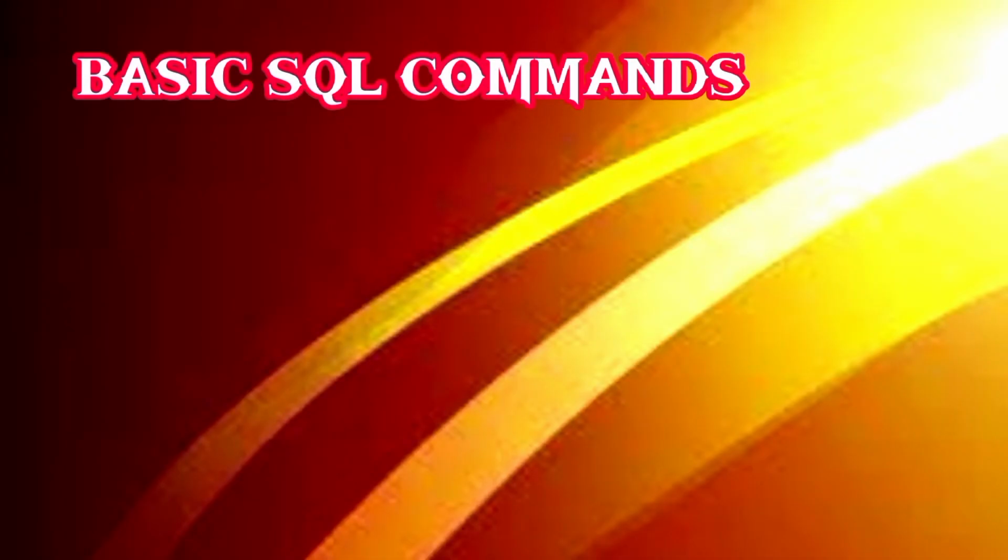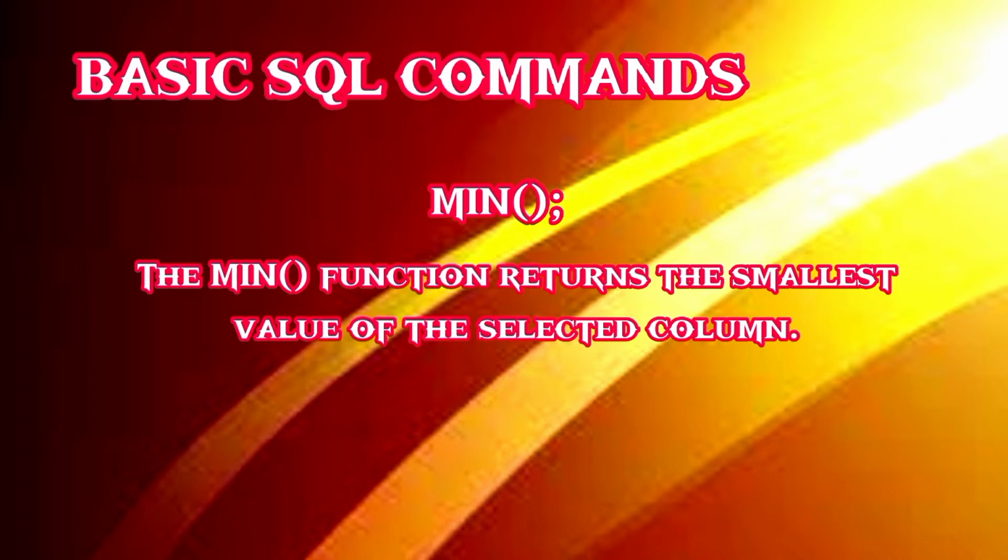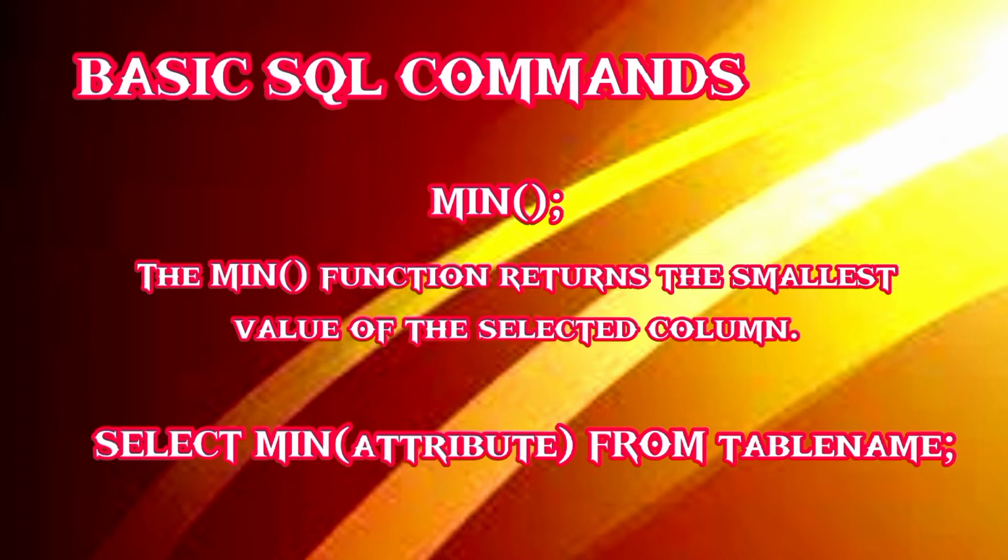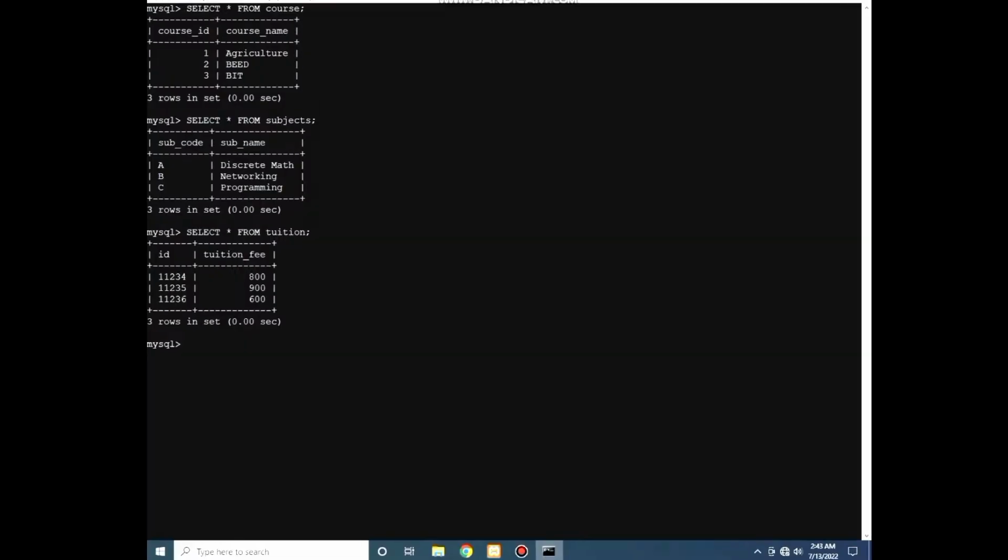Basic SQL commands. There are many basic SQL commands we can use to get the needed data from our database. First on our list is min. The min function returns the smallest value of the selected column. So the function of min is simply getting the smallest value in the table. Its code is select min, open parenthesis, attribute, close parenthesis, from, meaning the table, then table name, semicolon.